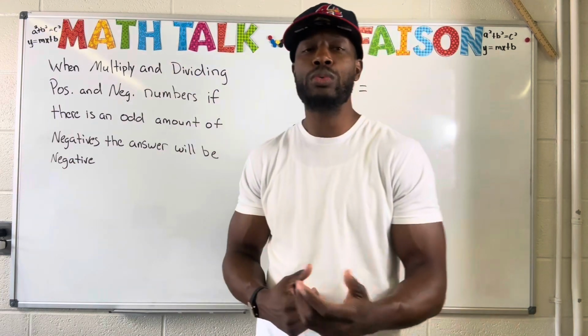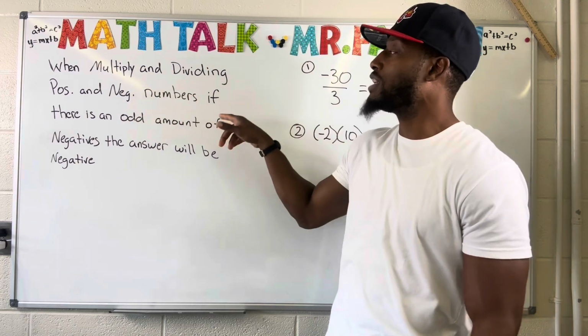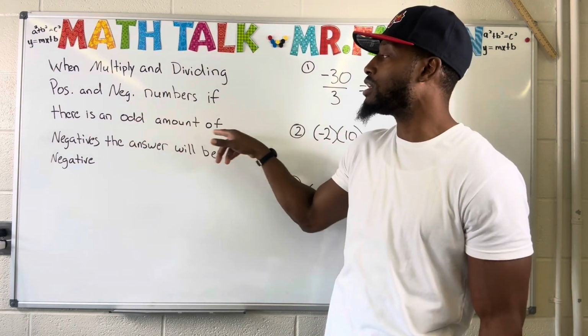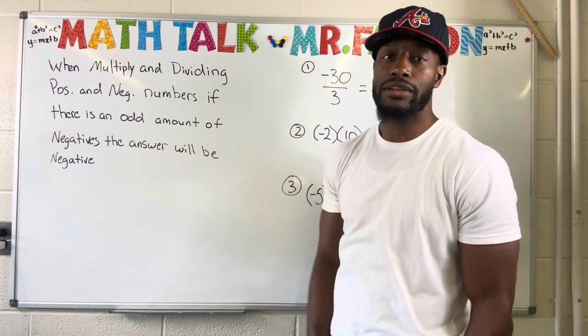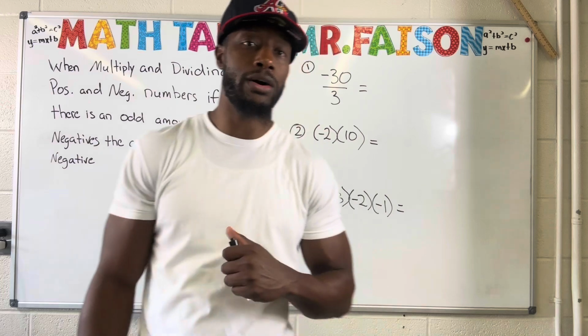So, what we're looking at is when multiplying and dividing positive and negative numbers, if there's an odd amount of negatives, the answer will be negative. Now, what does that mean? Let's do some examples and find out.